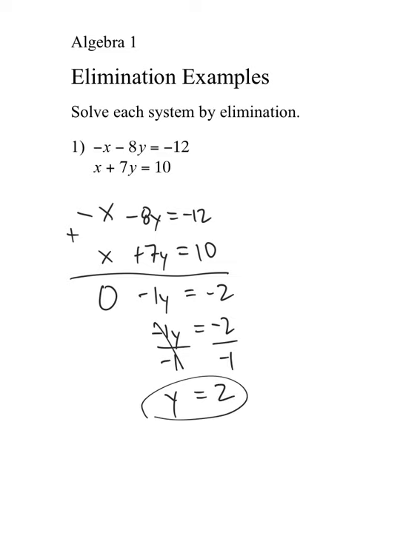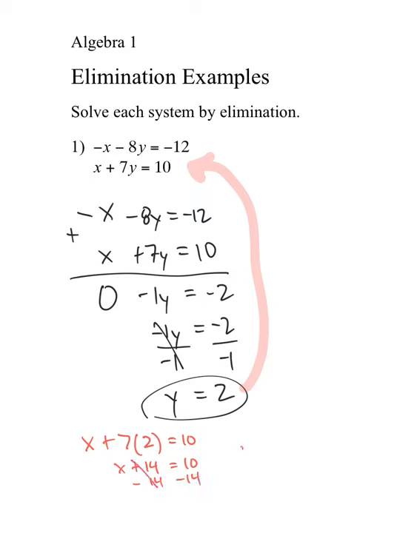2. From here, you pick an equation, the top or the bottom one, doesn't matter at all. I'm going to pick that bottom one there. And I'm going to substitute my y variable in. So I've got x plus 7. What am I substituting for y? 2 equals 10. So x plus 14 equals 10. Subtract 14. 10 minus 14 is negative 4.